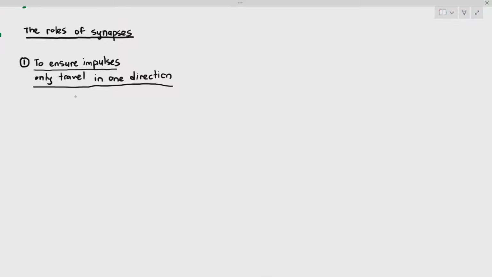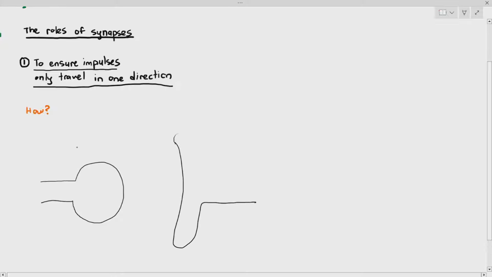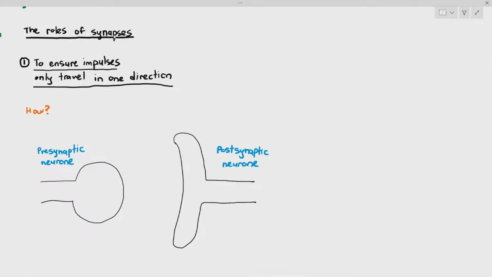So we condense the function or the role of the synapses into two. Number one, it is just to make sure that the impulse travels in one direction. How? Very simple. So you can see the structure here. I told you when you see that ball-like structure, the synaptic knob, that is the presynaptic neuron, and that cup-like structure is the postsynaptic neuron. When the impulse reaches the end of the presynaptic neuron, automatically the impulse will be generated in the postsynaptic neuron. We saw how this happens in the previous video. You can refer to that if you need to.